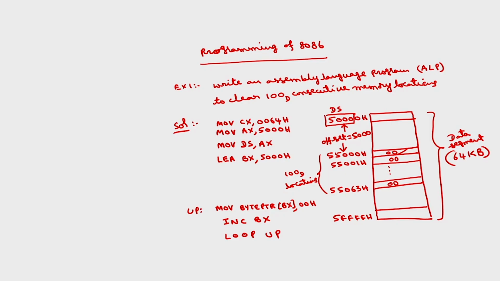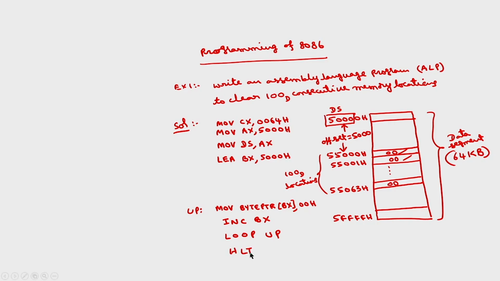Now what happens here? Because BX has been incremented, BX now becomes 5001. So 00 will be transferred to the byte pointed to by 5001, which means 55,001H will be loaded with 0. After this is loaded with 0, when the loop instruction executes again, CX is automatically decremented by 1. So CX is initially 0064, after the first byte 0063, after the second byte is cleared 0062, and so on, it will decrement. Once all these 100 locations are cleared, it will come out of the loop, and then you have to halt.